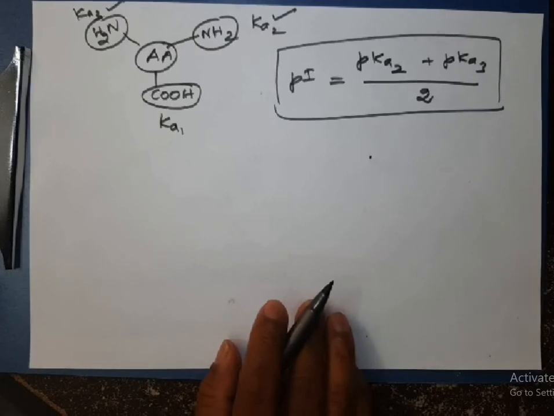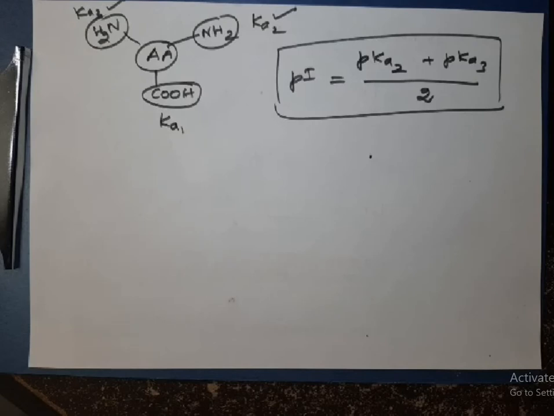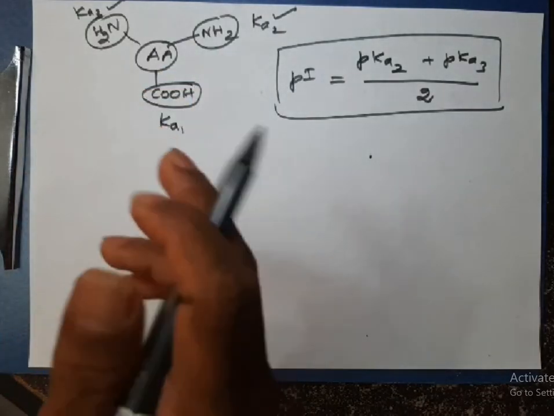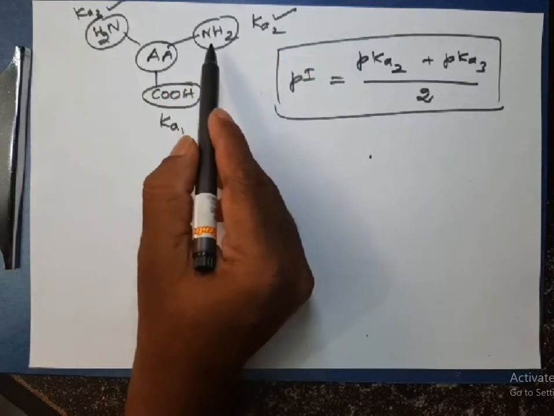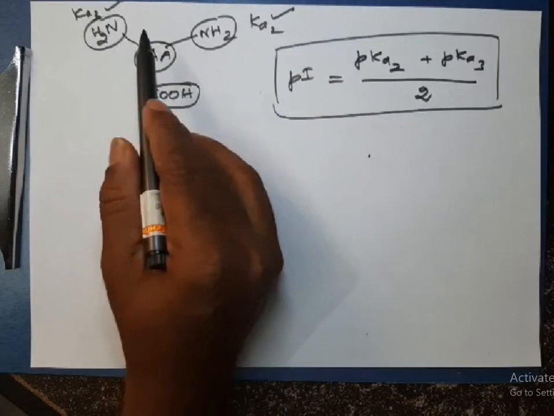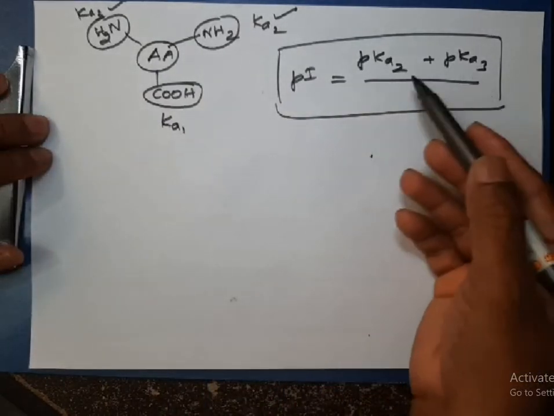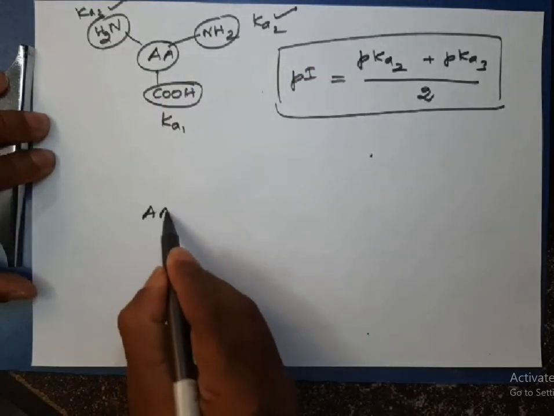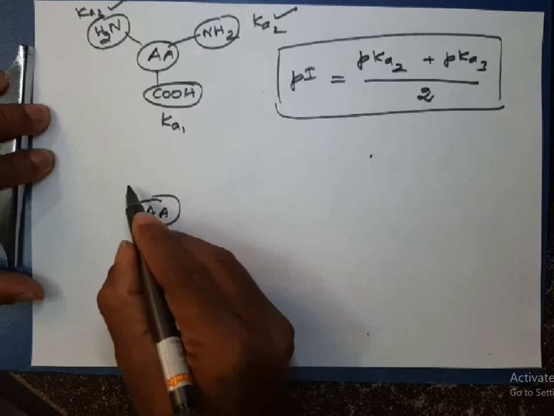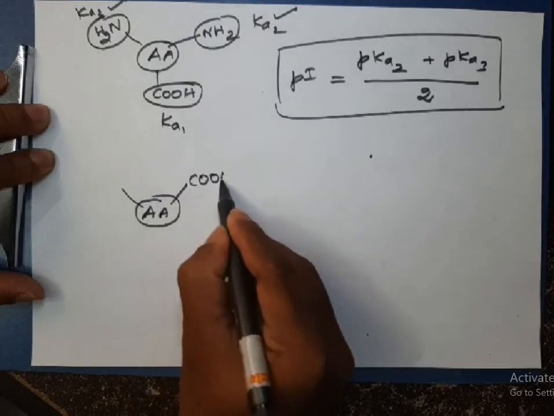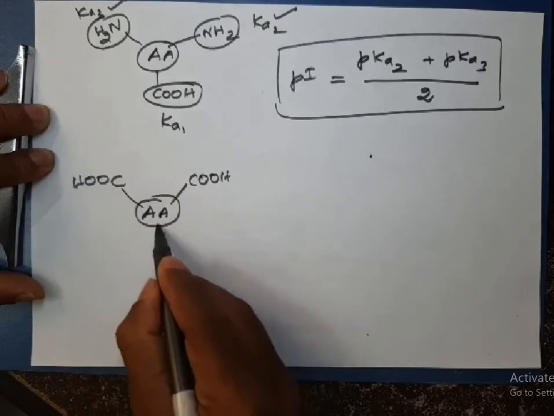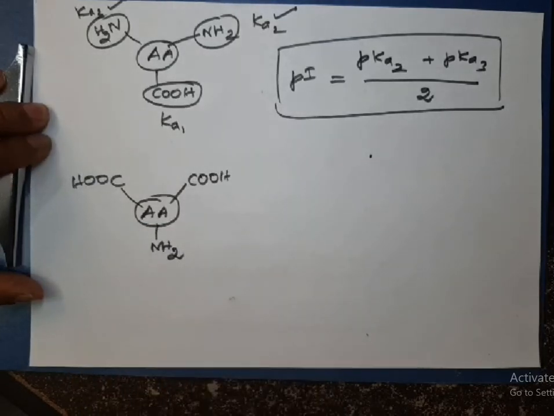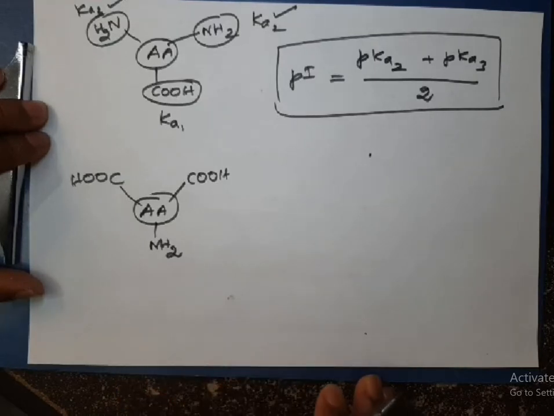For a neutral amino acid, you should take pKa1 for the COOH group and pKa2 for the amino group. Whereas for basic amino acids, you have to take the Ka2 and Ka3 of the amino groups, find the pKa values, add them, and divide the value by 2. That is for a basic amino acid. Suppose we take an acidic amino acid. What is an acidic amino acid? It contains 2 COOH groups and 1 amino group, like aspartic acid or glutamic acid, etc.